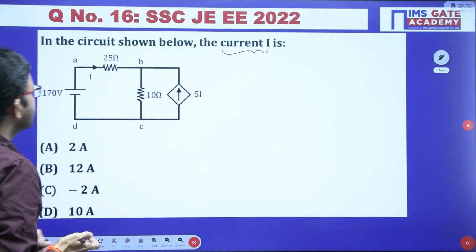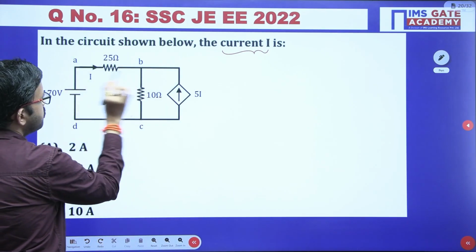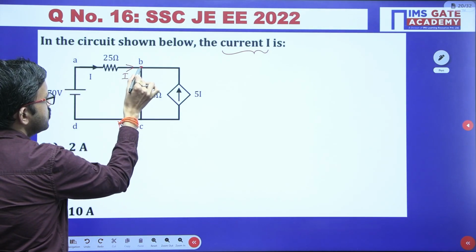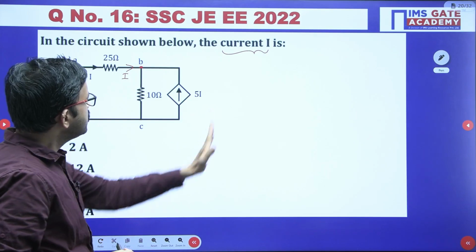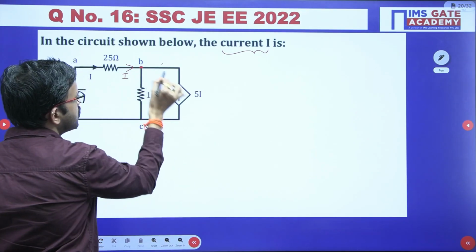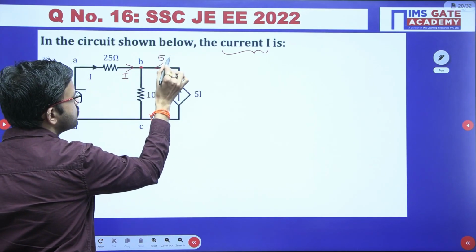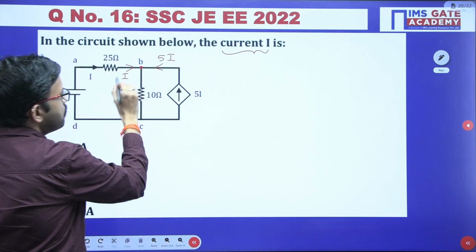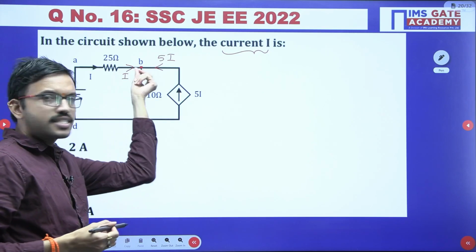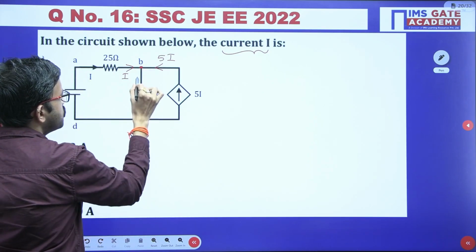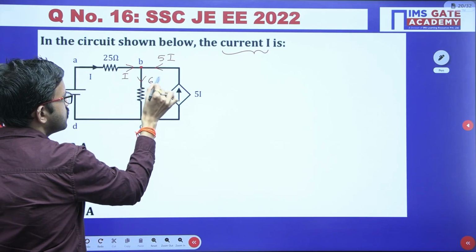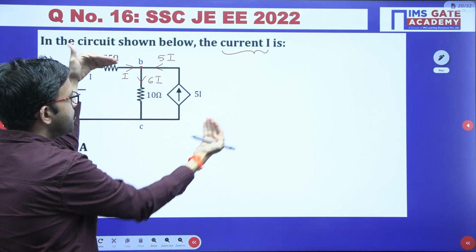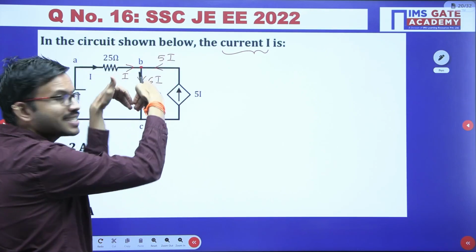In this circuit if you observe, in this branch the current I is coming to this particular node. In this branch once again the current 5I is entering. So in these two branches together, current I and 5I, how much current is coming? 6I. So that 6I should leave in this branch. Yes or no? You are applying KCL, that's all. Here I current is coming, here 5I is coming, together 6I should go.